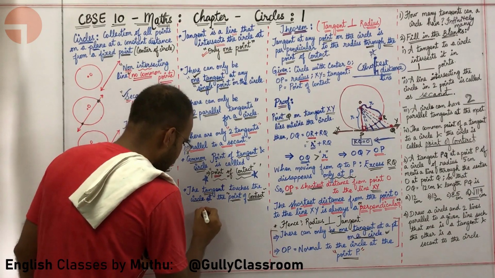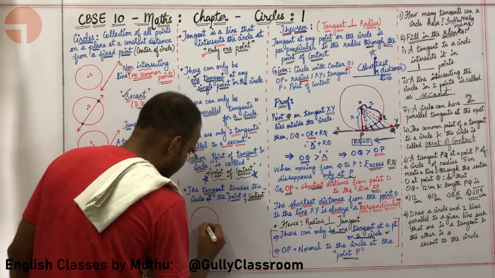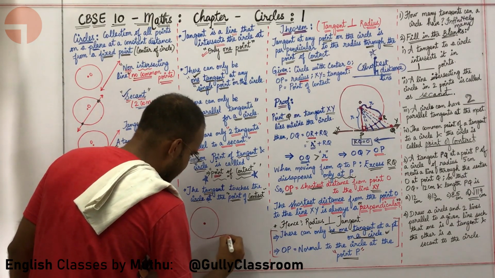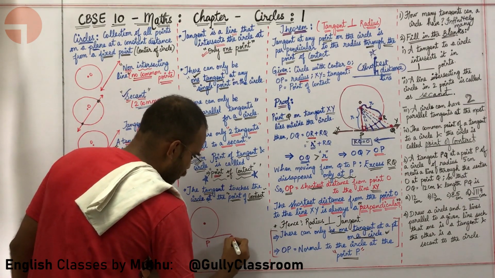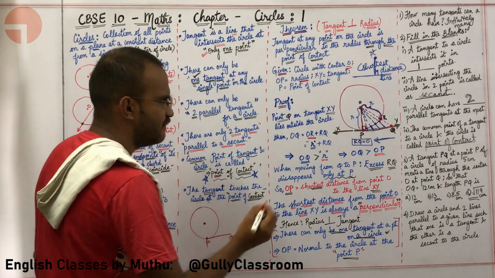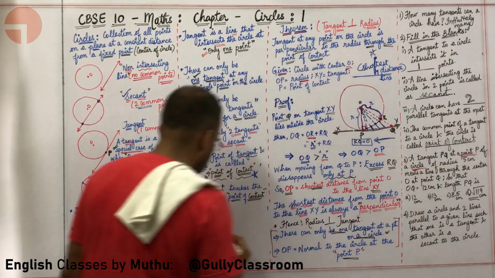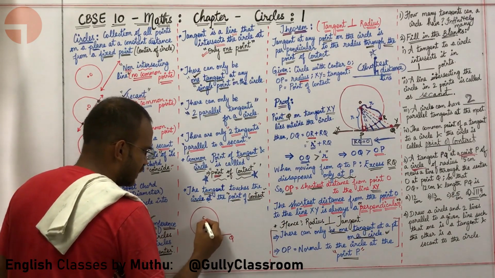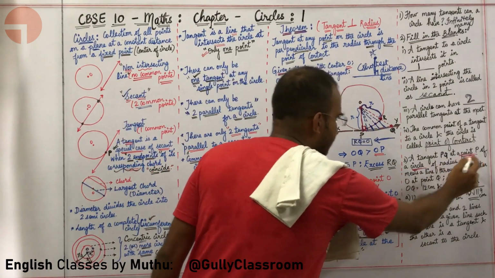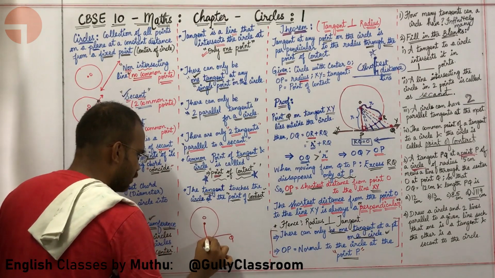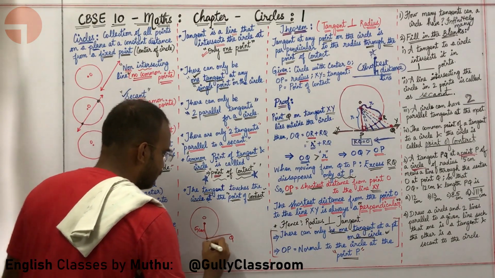Okay. So let me draw a circle like this. Fine. Here there is a tangent PQ. So here at the point P. Where is the point P present? Point P of the circle. So point P is present in a circle with center O of radius 5 centimeter. So here the radius is 5 centimeter.